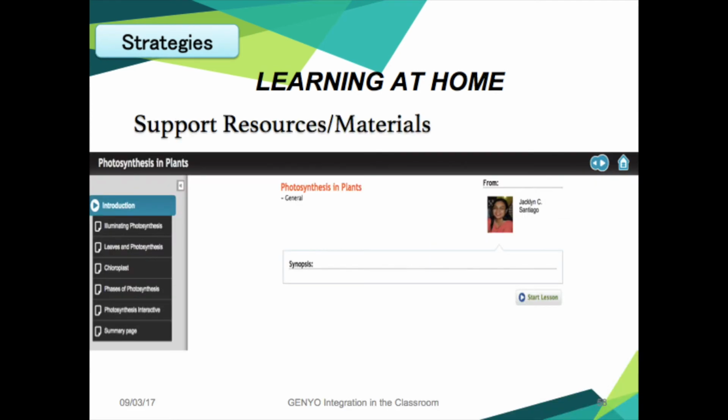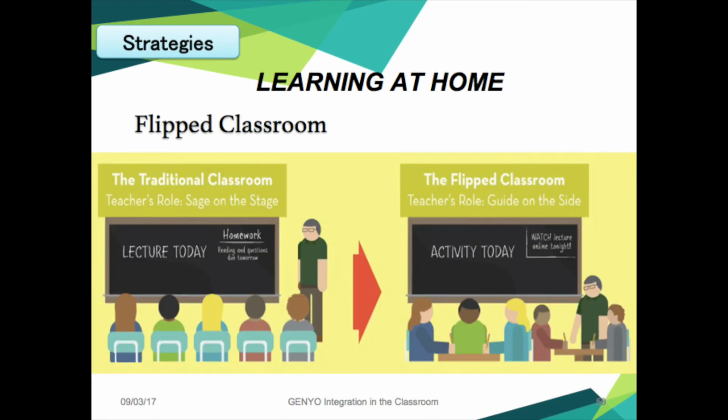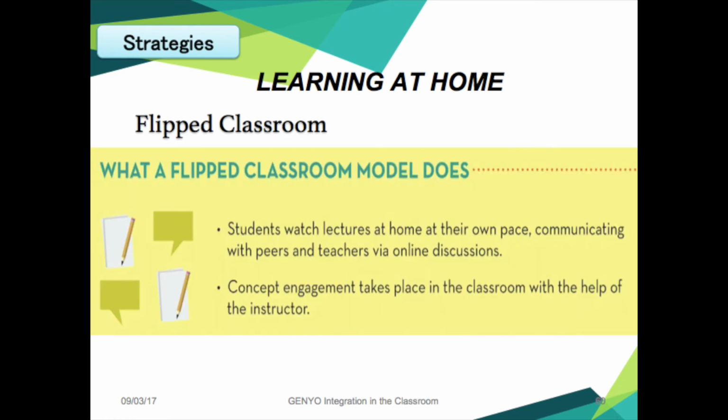So what are some of the things that we can do? We could assign lesson to them in the assignment feature of Genyo. We could provide support resources or materials. Or we can always try a strategy called the flip classroom. You see, in the traditional classroom, the teacher's role is a sage on the stage. He will give a lecture today and there will be homework tonight. But in a flip classroom, the teacher's role is a guide on the side. What happens in the classroom is that there are activities, and what happens tonight will be the watching of the lecture. So that's why it's called flip. Activity today, lecture online tonight. So you can also make use of Genyo to upload these video lectures. So those are some of the strategies for learning at home.